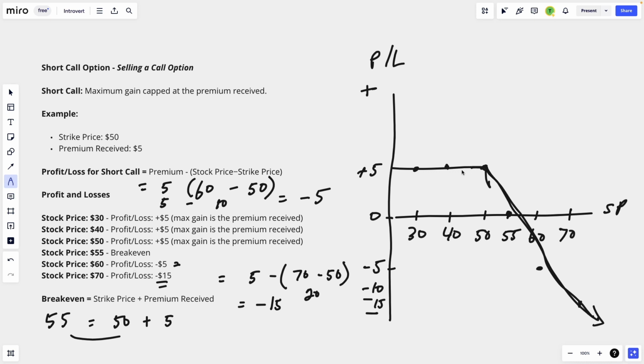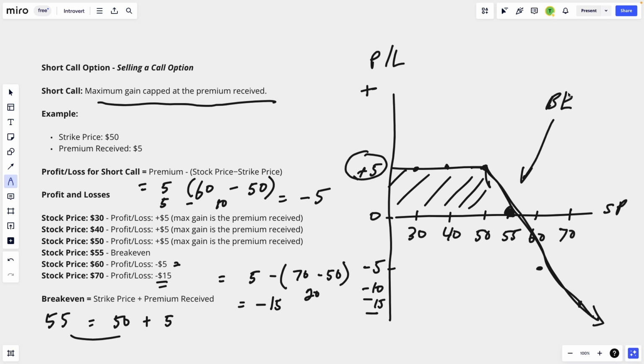So what this is telling us is that the max gain that we can get is in this area here, and that's going to be $5. The maximum that you can gain when you sell an option is going to be the premium that you received. And we received $5, and we can get that when the stock price is $50 or less. And then right here at 55, and I know my diagram's a little off there, sorry about that, that is the break even point for this option. So at 55, you would break even from this option.